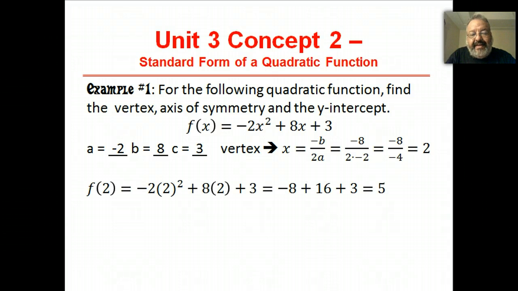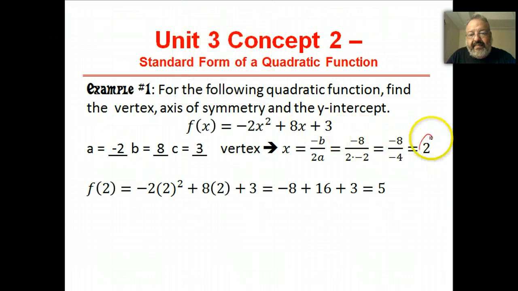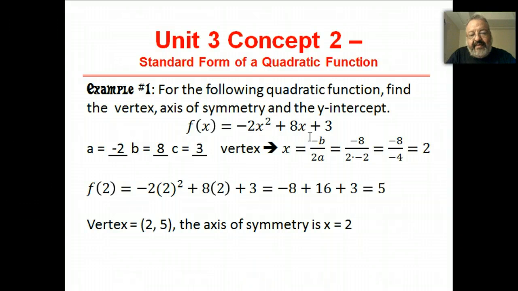Alright, so here's where we get the number. We're going to take the x value that we got here and plug it into all of the x's in the original equation. So after we plug the 2 into the original equation, the result is 5. That's the y. So the vertex is 2, 5.